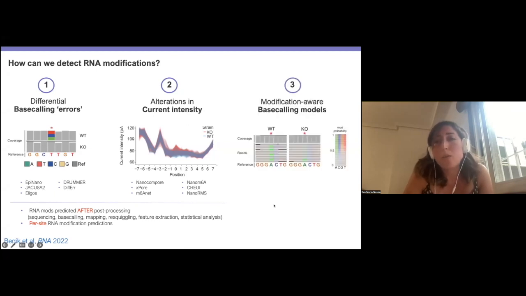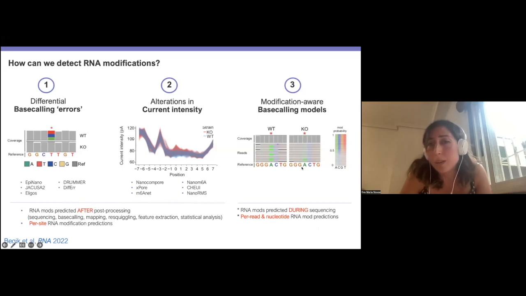So there's actually a third way to detect modifications, which would be the use of modification-aware base calling models. The advantages here are that one would in principle be able to predict modifications during the sequencing run. And this would really allow you to predict modifications at per-read and per-nucleotide resolution. So as shown here, what one would expect is that each individual line is a read, colored by the modification probability. So here, for example, you have an m6A, m6A, m6A, and m6A. And in the knockout, most of it should be gone, right?